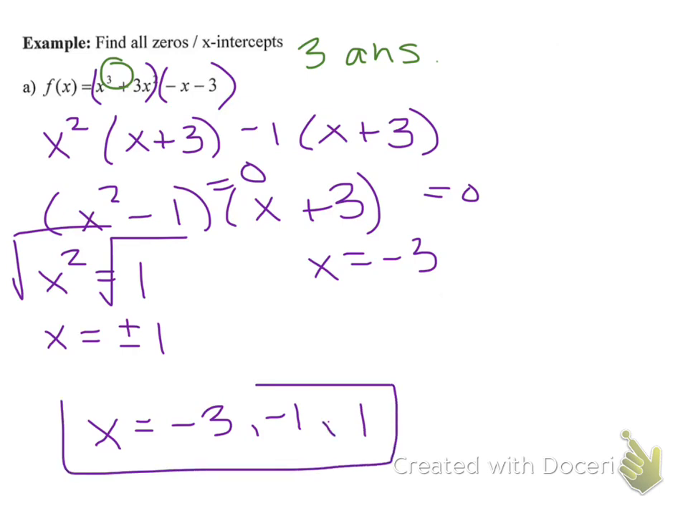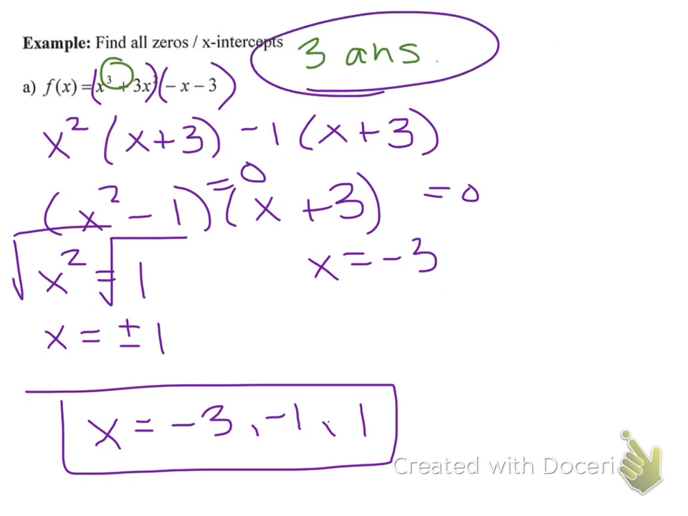So a common mistake is that students don't put the plus or minus, and they'll give me 2 answers. They'll say -3 and 1. But if you kind of recall that you needed 3 answers, that might help you not make that mistake. Letter B you're going to try on your own. Let's go over letter C.